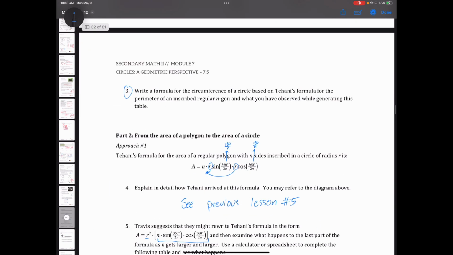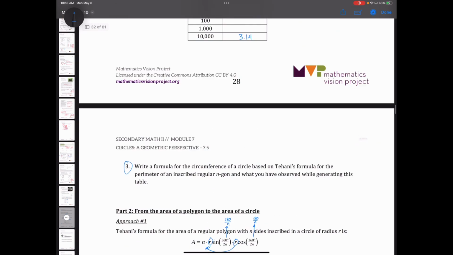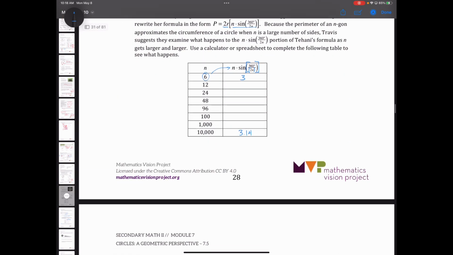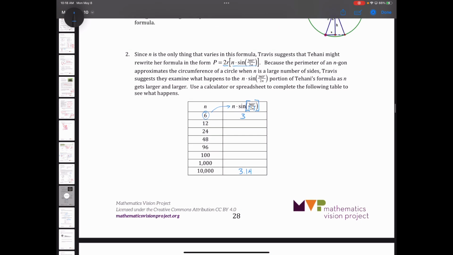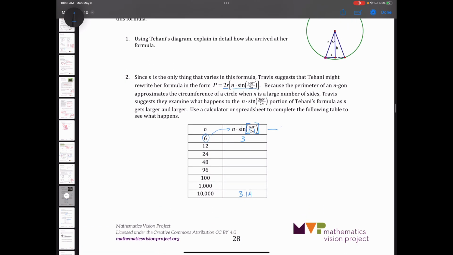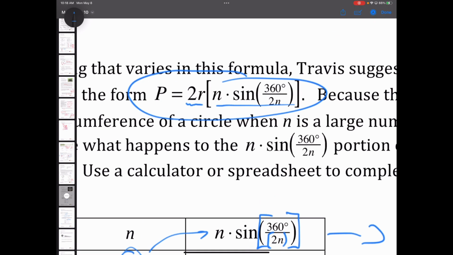So what would be then the new formula if this approaches pi? What would this formula now be?